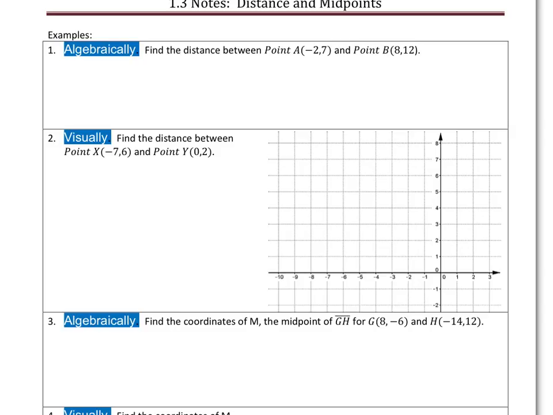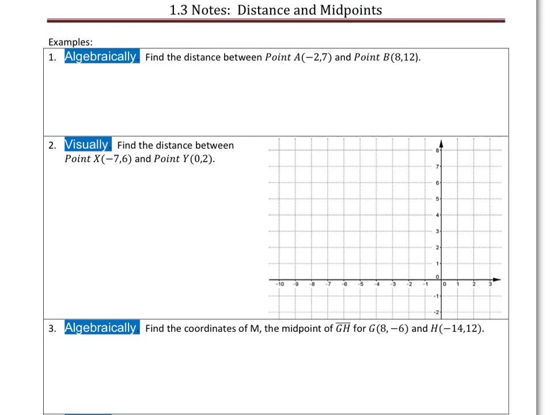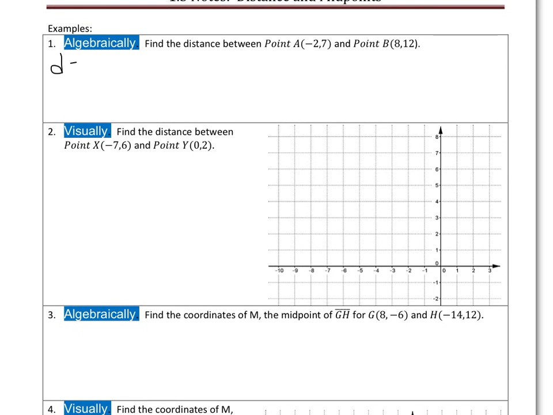Okay, so first 1 and 2, starting out with the distance between 2 points. So number 1, we're trying to find the distance between point A at a particular location and point B at another location, and I don't have graph paper, so if I'm going to try to find those distances, I have to use the distance formula. So D equals the square root of, we've got the difference between the x coordinates squared plus the difference between the y coordinates squared. Now I don't need to put these differences in absolute value because we're squaring it.